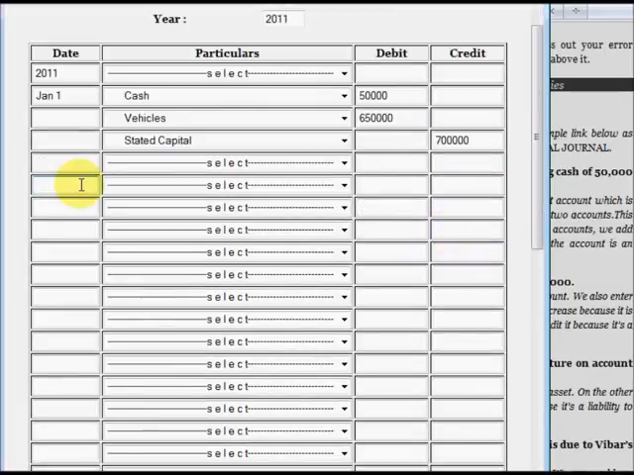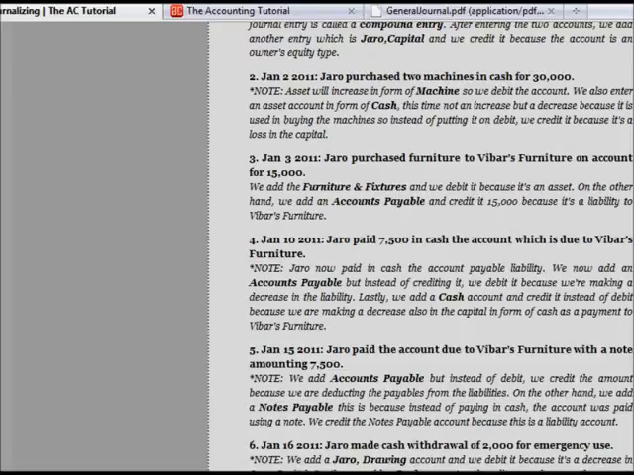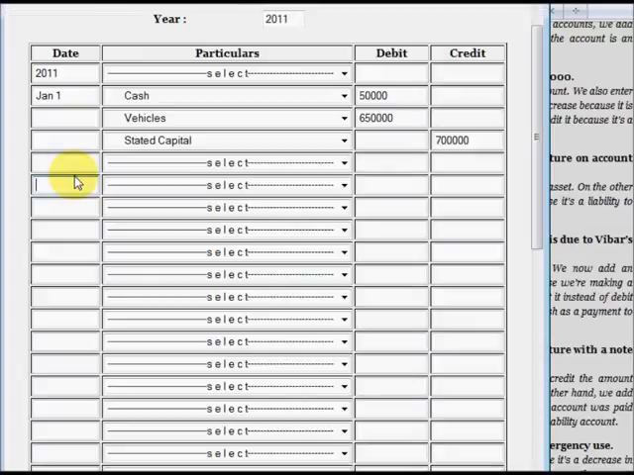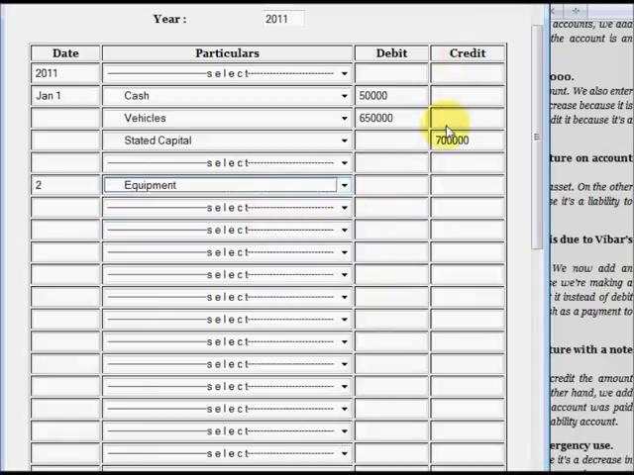We now proceed to the second transaction, which is January 2. Jaro purchased 2 machines in cash for 30,000. The next entry will be January 2. In this case, equipment and cash.